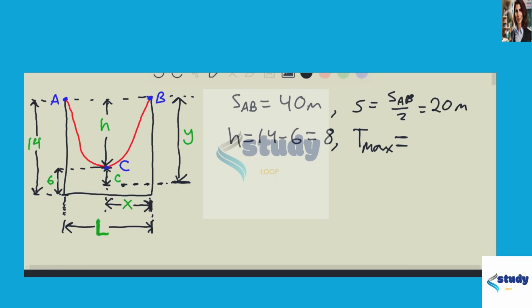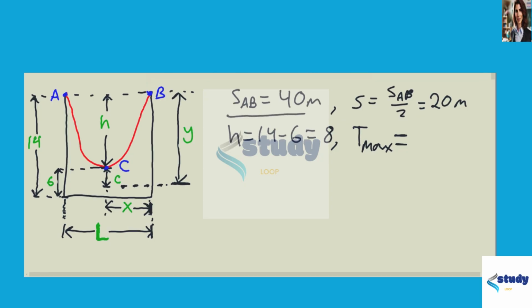So we have a cable that is 40 meters, that is SAB, that's strung between two buildings, point A and point B. Now these are at the same elevation. The maximum tension is 350 newtons, and based on the chart given, we know that the distance between the top of the building and the ground is 14 meters. And then the difference between point C and the ground is 6 meters.